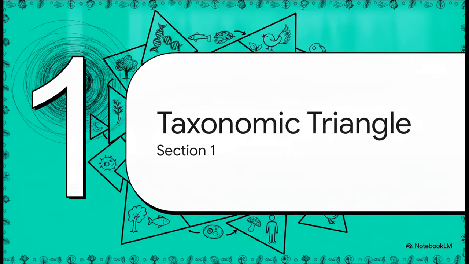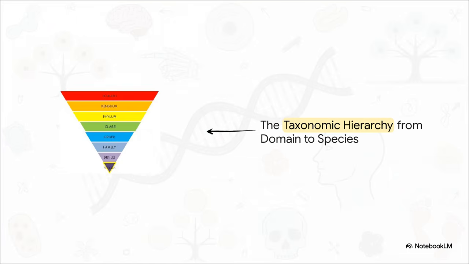Section 1. The taxonomic triangle. So, to organize the absolute chaos and diversity of life, scientists use this structural system called taxonomy. And the funnel approach illustrates this perfectly. I mean, think of it exactly like a nested physical address system. When you write a letter to a friend, you don't just write their name on the envelope, right? You zoom in. You start with the country, then you narrow it down to the state, the city, the street, and finally, their specific house number.